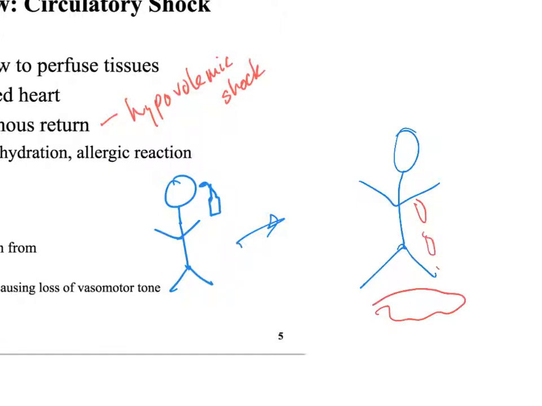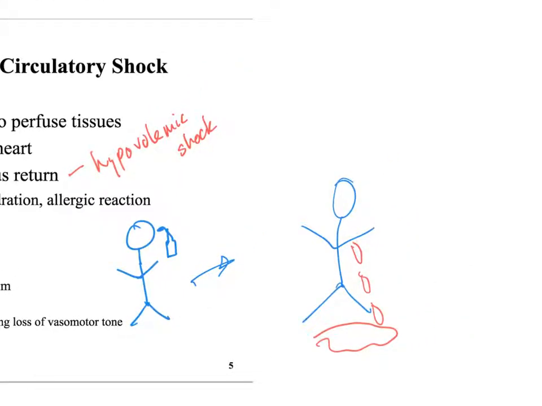And he's bleeding. Okay? What happens to blood volume? So blood volume goes down. What happens to venous return to the heart? So, right, venous return goes down. What happens to his heart rate in response to that? His heart rate goes up, right? Because we want to keep cardiac output at a certain level.